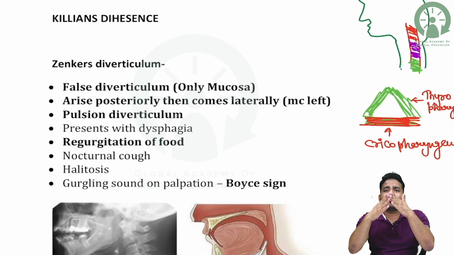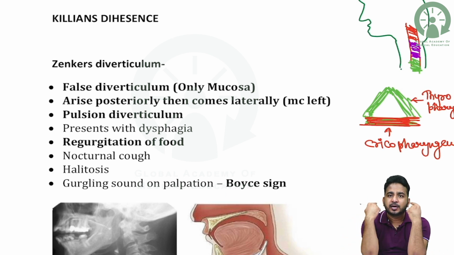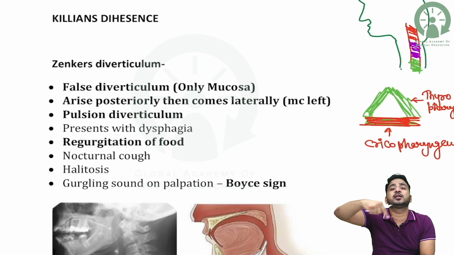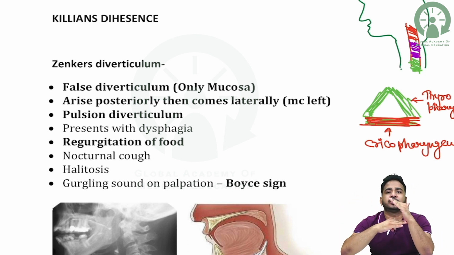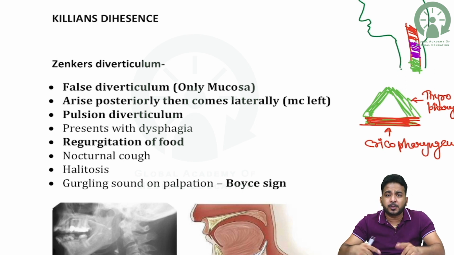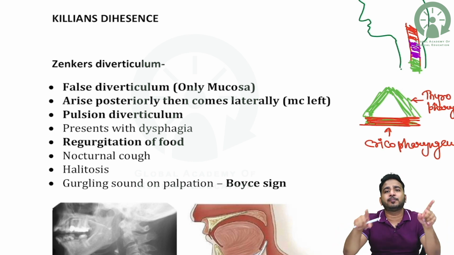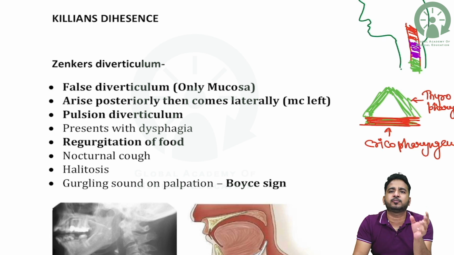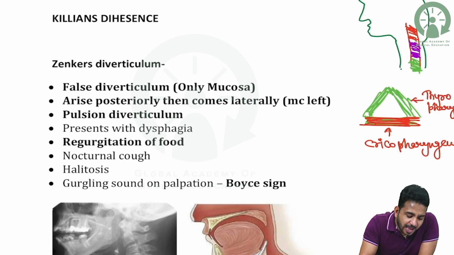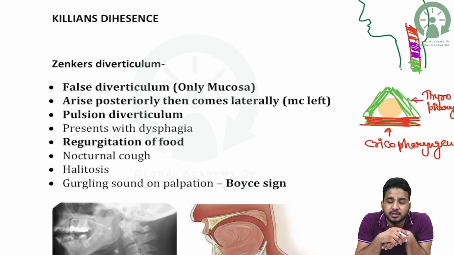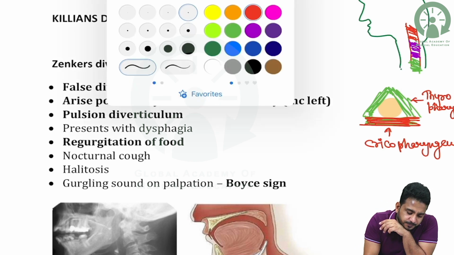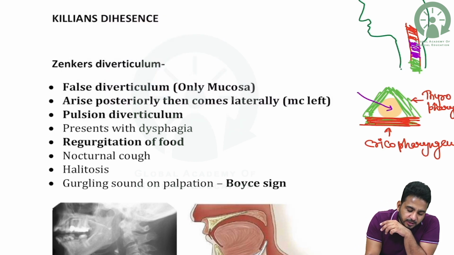So the thyropharyngeus fibers are oblique fibers. Cricopharyngeal fibers are circular fibers. So what happens because of this arrangement? Thyropharyngeus oblique fibers, cricopharyngeus circular fibers, both are present in the inferior constrictor muscle of the pharynx, so there is a gap in between. This gap is known as Killian's dehiscence.